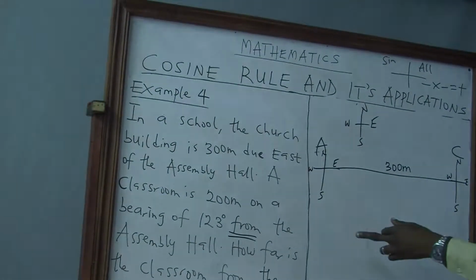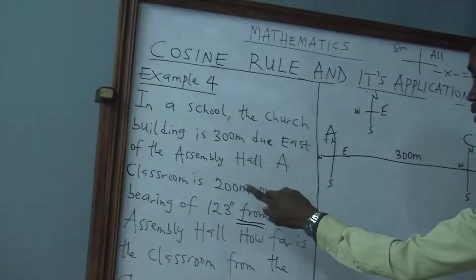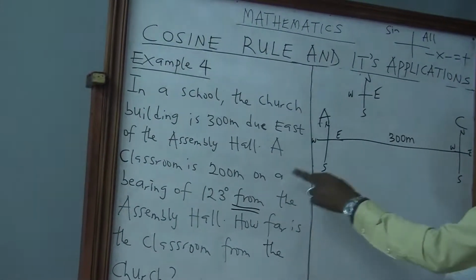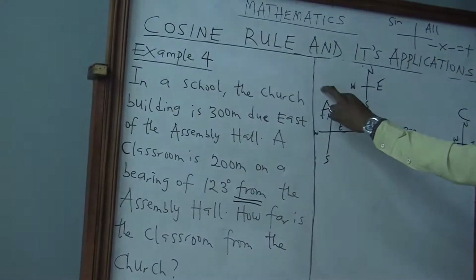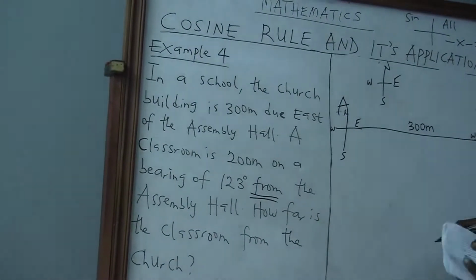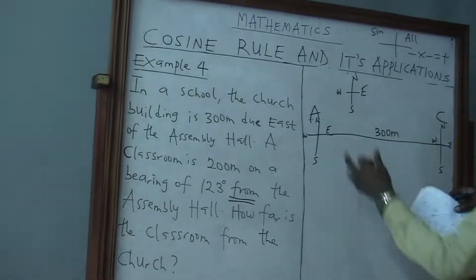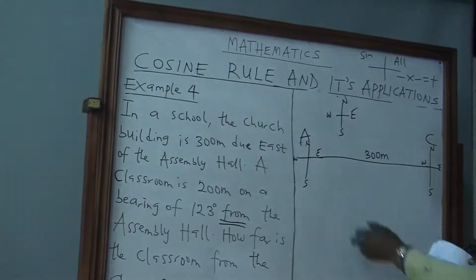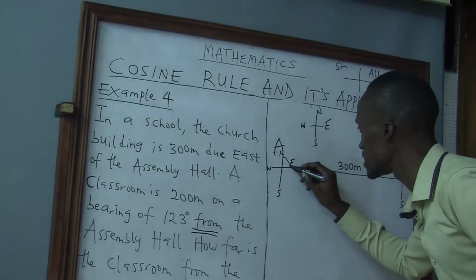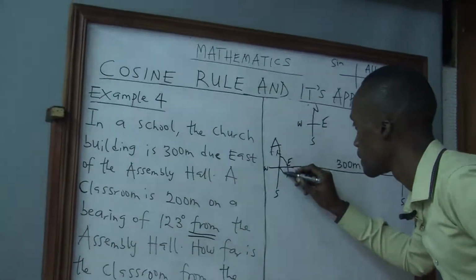Now that classroom is 200 meters on a bearing of 123 from the assembly hall, that is from here. This form of bearing is surveyor's bearing, and surveyor's bearing is taken from the north pole clockwise. So we have this is 90, then we have 123.